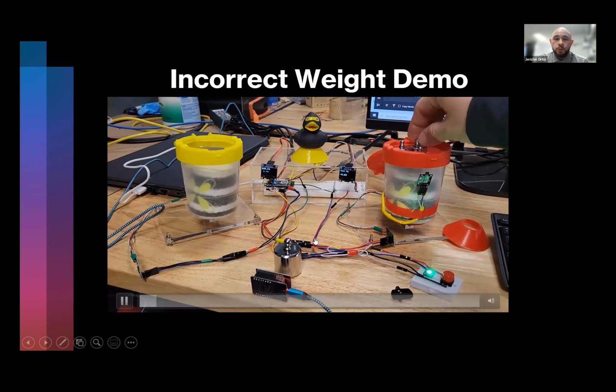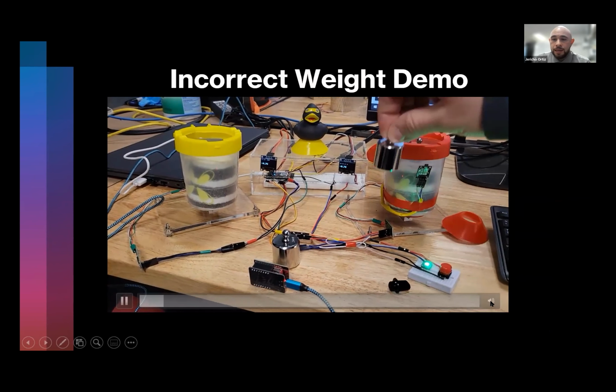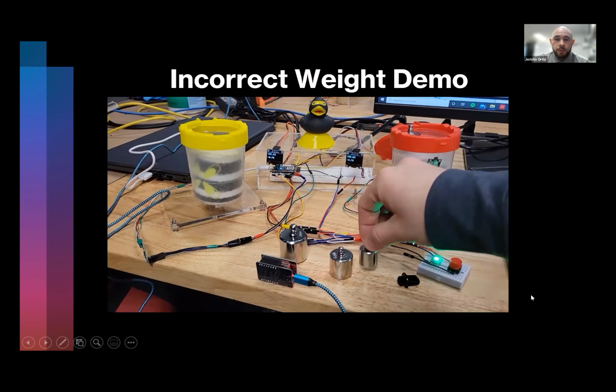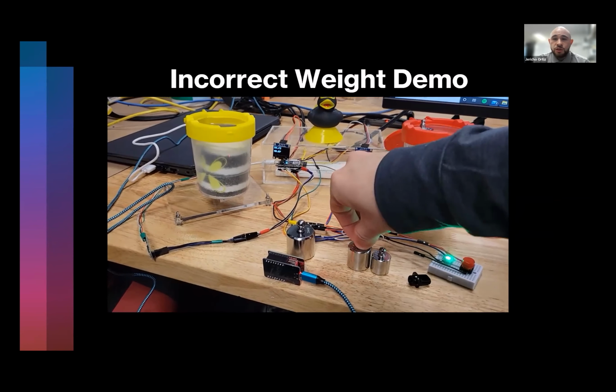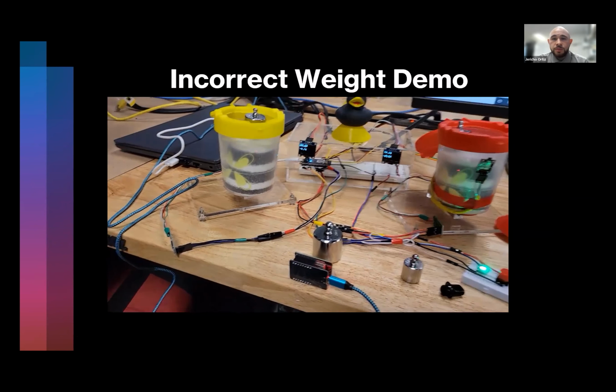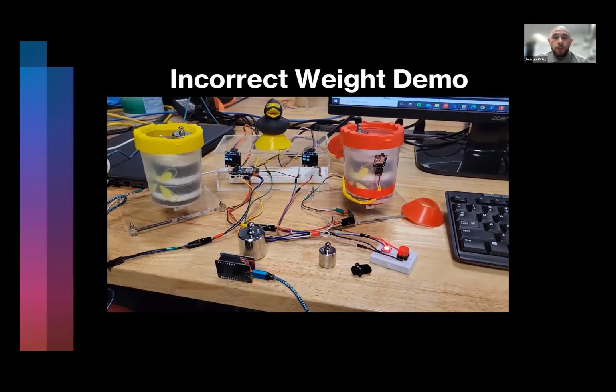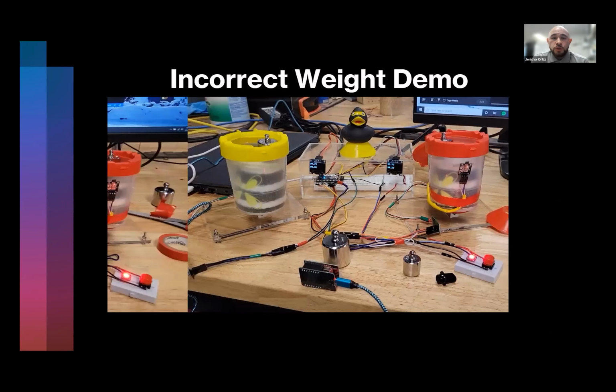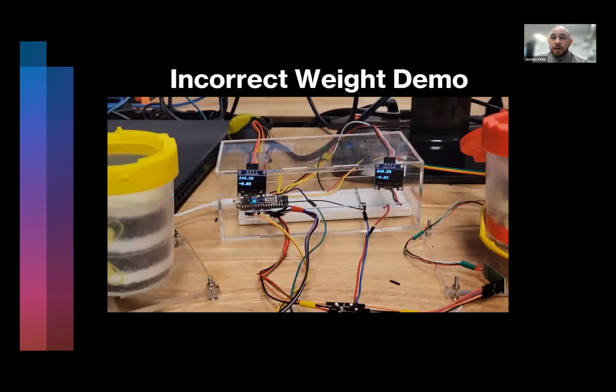Here we have a second example of the incorrect weight. So if, for example, there's something that goes missing in this transaction. Here we have 150 grams. If we take the wrong weight and put it in the child container, the NeoPixel turns red to show that something's gone missing in between.